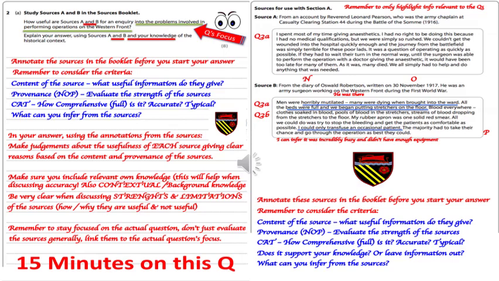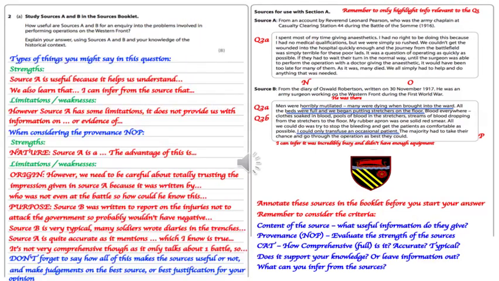Okay, let's have a look at some examples. Okay, so types of things you might say in this question. The strength of source A is useful because it helps us understand, or we also learn, or we can also infer from the source. Ways into the weaknesses are, however, source A has some limitations. It does not provide us with information on or evidence of. Okay. Also, that's just to do with content. You also need your nature, origin, and purpose. So think strengths are. Source A is are.